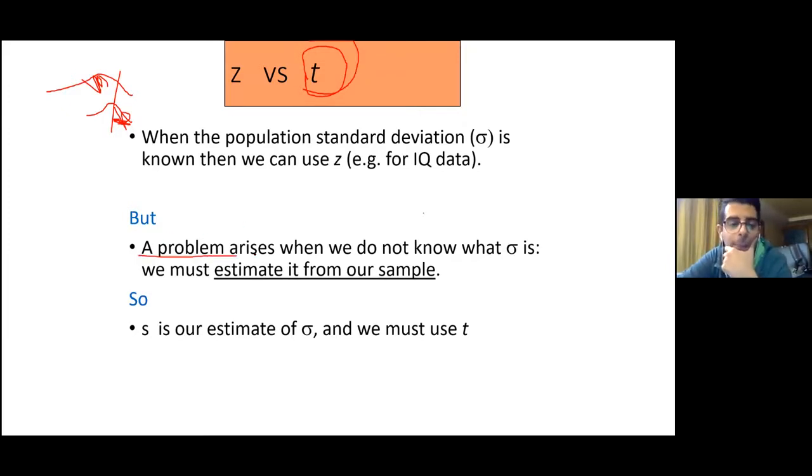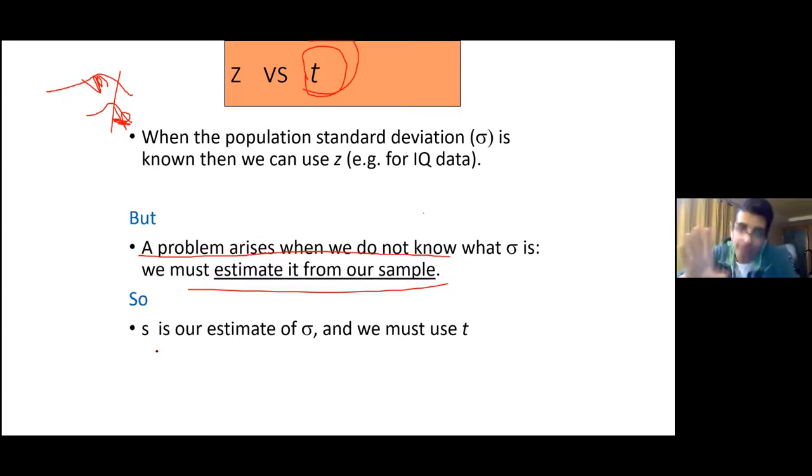A problem arises when we do not know what sigma is, the population standard deviation. You can't use Z if you do this. I'm not going to go into why; it's going to take me like 5 million hours. But basically, if you take a sample and find the standard deviation of that sample, you can assume that the sample's standard deviation is very similar to the population standard deviation.